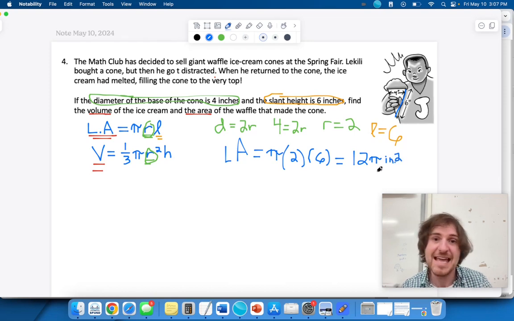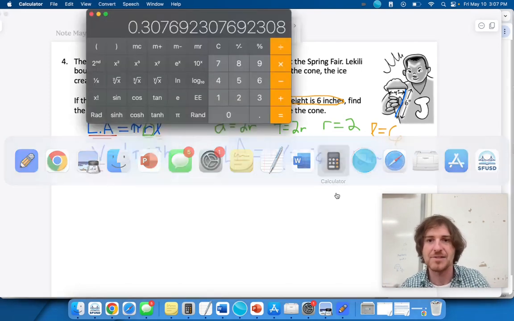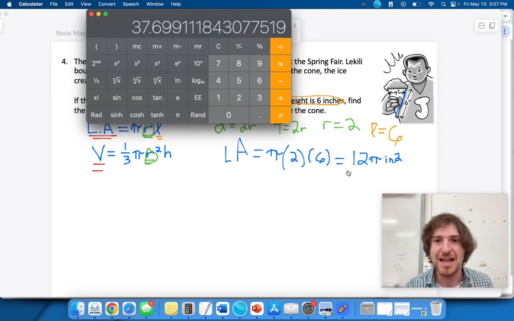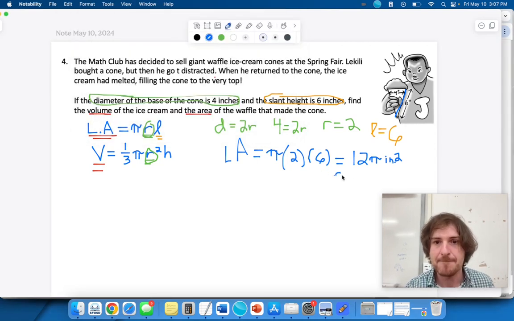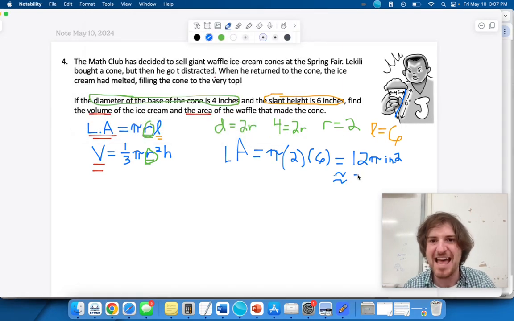And if I wanted to get an exact answer for my lateral area, and I might want to if I'm interacting with whoever my maker of the cones is, because I'm ordering a lot of them or something like that, I would just do 12 times the pi symbol. There you go. Okay, so approximately 37.7 square inches of lateral surface area of that cone.